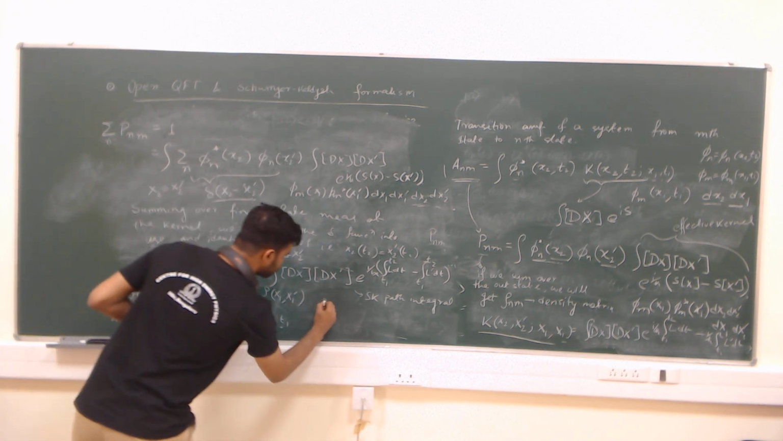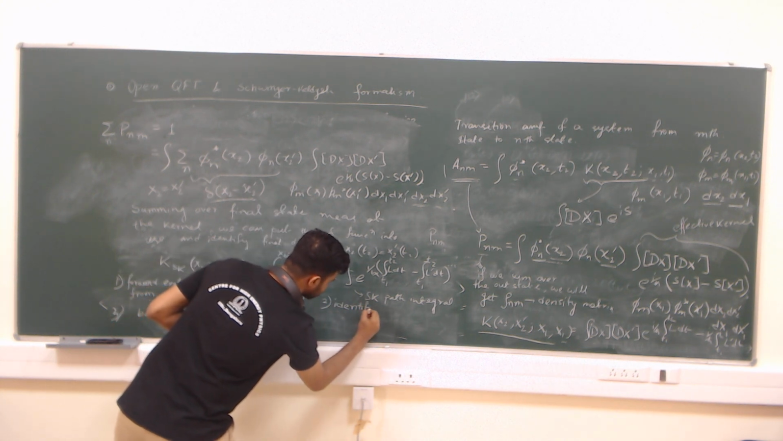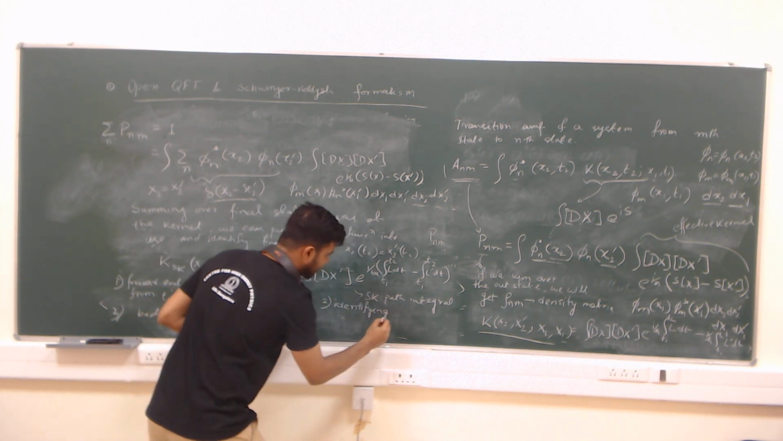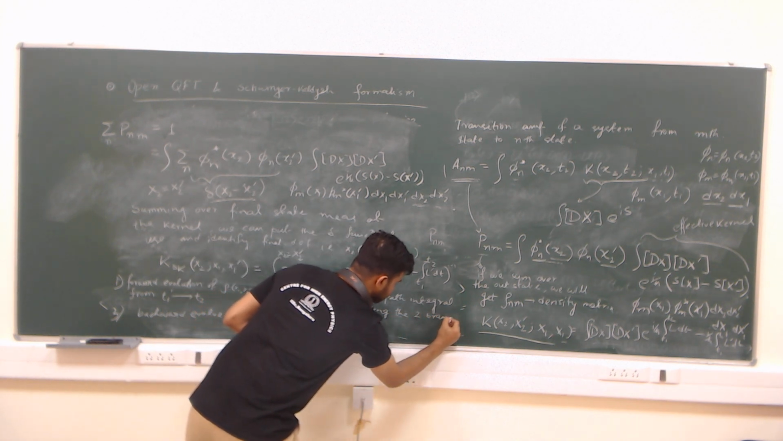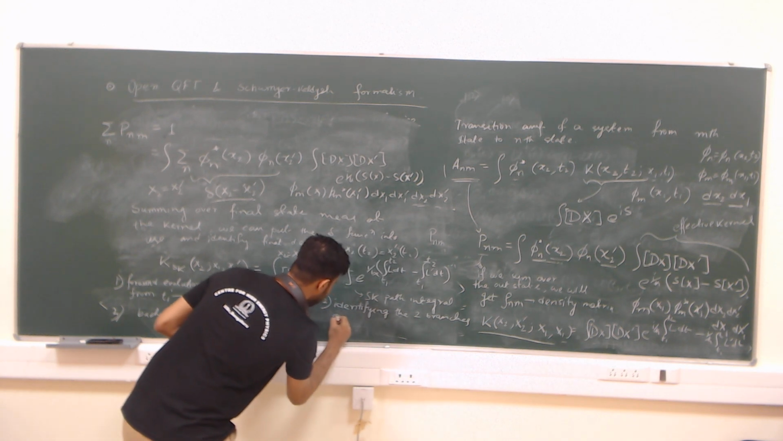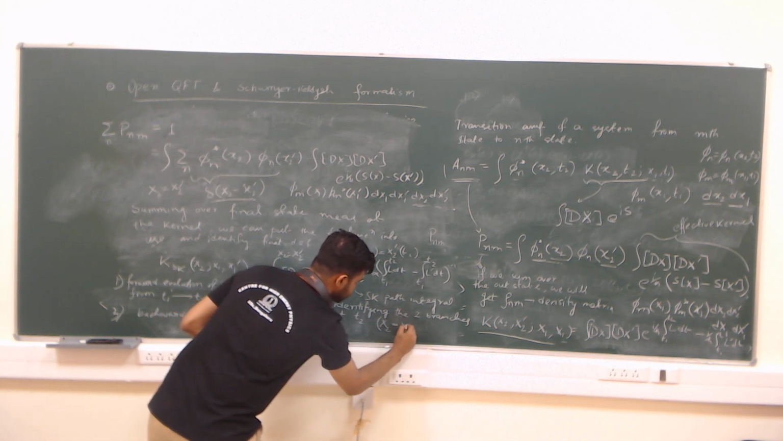The second one would be identifying the two branches at T2, which is basically x2 plus x2 prime.